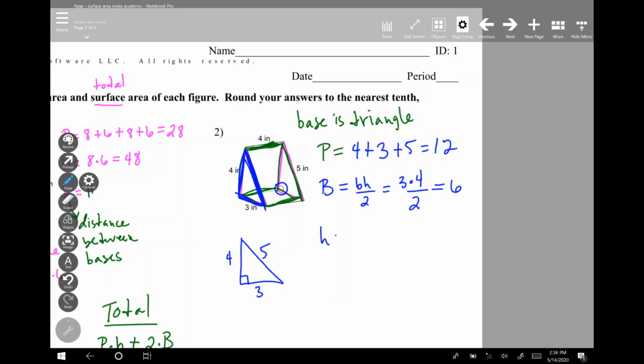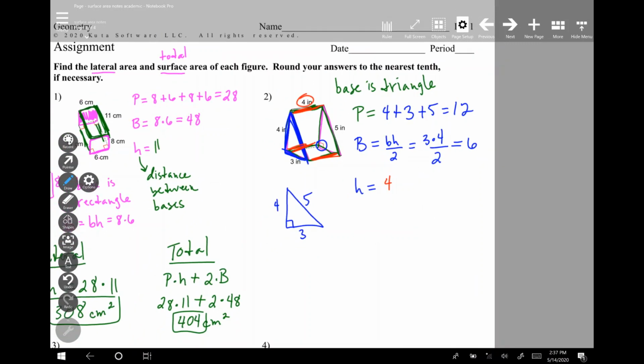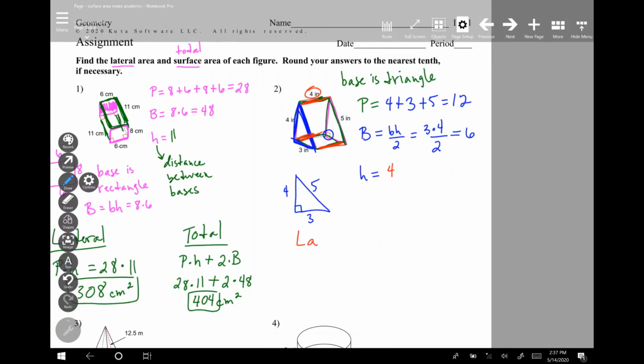And now the last thing we need is the height of the prism. The height of the prism is the distance between the two bases. So y'all, how far apart are these two rectangles? All of those could be heights. We have this one up here labeled. So the height of our prism is 4. So now we just will plug into our formulas. Lateral, if you go back to your formula chart, it's the perimeter of the base times the height of the prism.